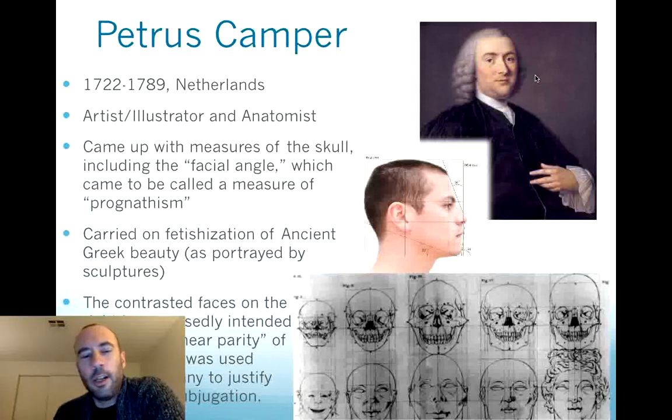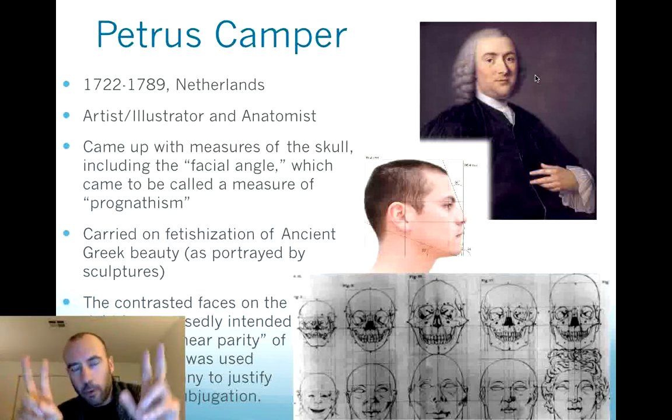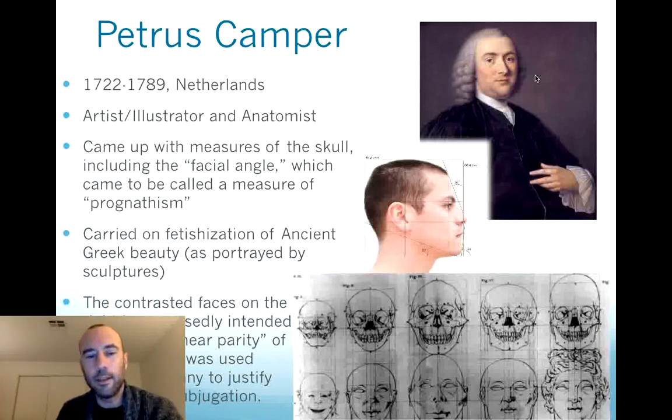Now, according to Camper, he really thought that this showed the near parity or the near equality of humankind, that actually the human skulls were all closer to each other in facial angle than any of them were to either the other primates or to the Greek god. So in his mind, this is an argument for, more or less, the equality of humankind. But that's not how it was seen by what we would call scientific racists of the time.